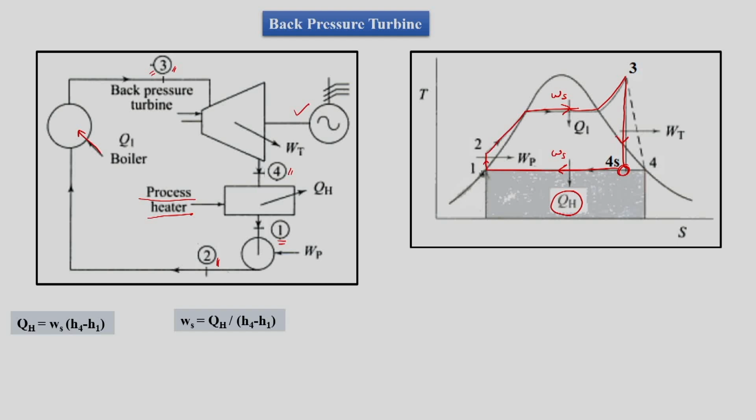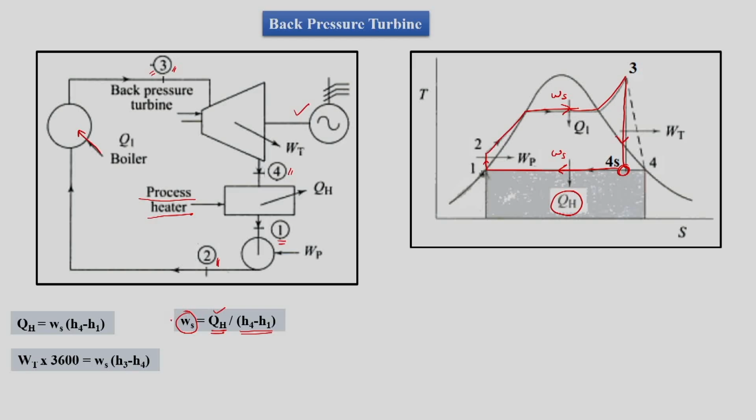Then we have Ws, the mass flow rate of steam, equal to QH upon H4 minus H1. This Ws is a calculation required for a thermal engineer to know, since QH would be known in watt, which is the required wattage for the heating purpose, and H4 minus H1 is the enthalpy drop by the steam in the heating process. So this much mass flow rate is sufficient to supply this much wattage of thermal energy.